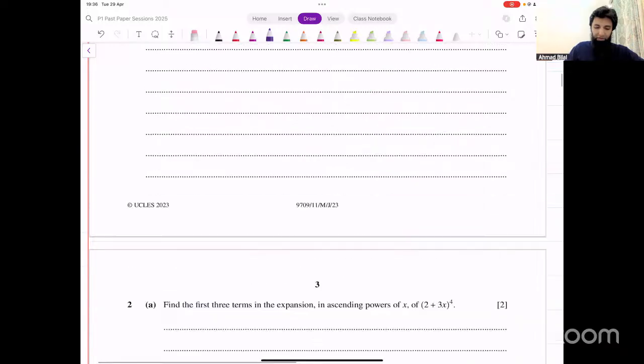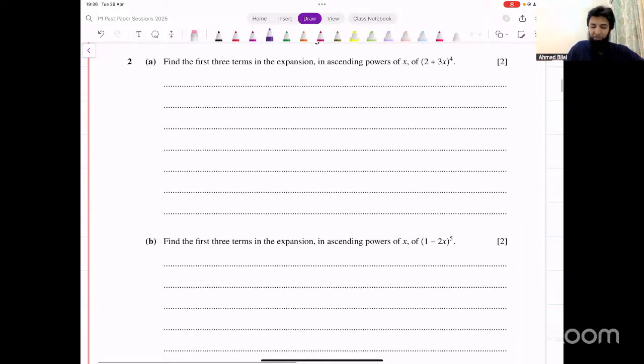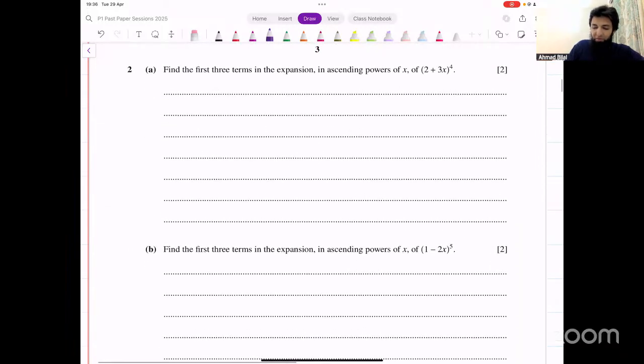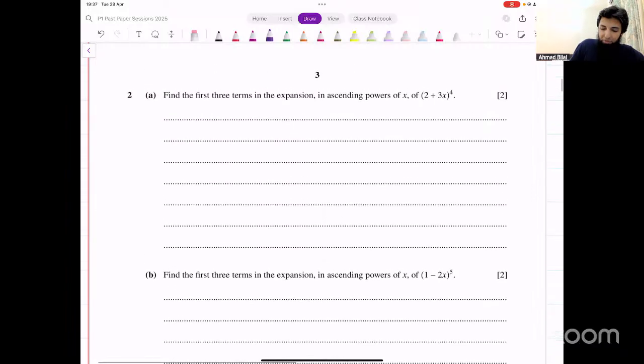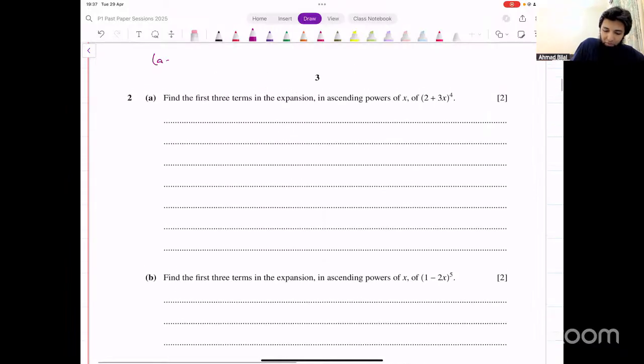Okay, let's have a look at the next one. Now it says, find the first three terms in this expansion in ascending powers of x: 2 plus 3x whole raised to power 4. What's the binomial formula? The binomial formula looks like this: a plus b whole raised to power n is a raised to power n plus nC1 into a raised to power n minus 1 into b plus nC2 into a raised to power n minus 2 b squared, and so on. So all we have to do is just input values in the formula.